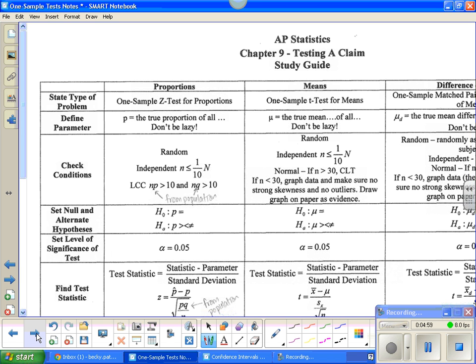Not differences in two completely different samples. This is matched pairs. I test you in statistics before the class, and then I teach you stats, and then I test you after the class. So this is a matched pairs. And if you'll look at the formulas, well, we'll get there in a second.